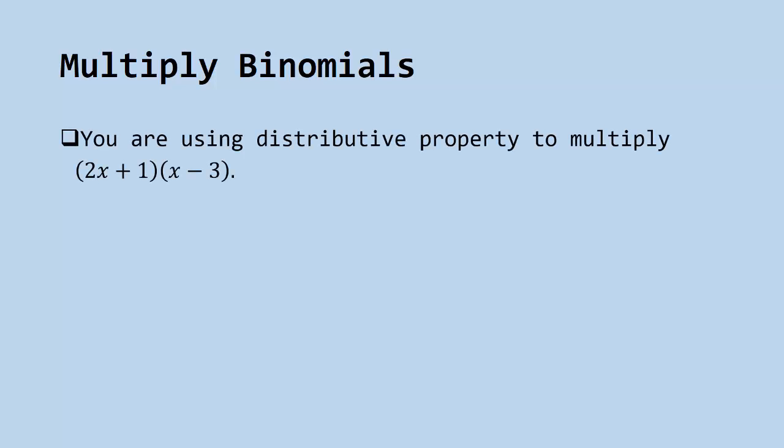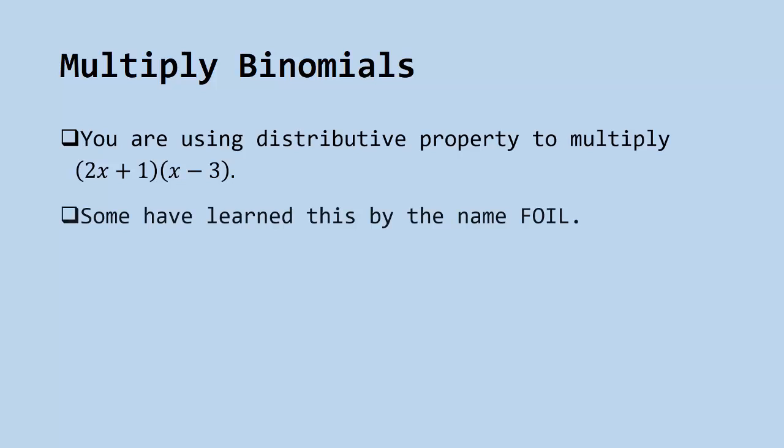This lesson is going to teach you how to multiply two binomials together. You're using the distributive property to multiply 2x plus 1 times x minus 3. Some of you have learned this by the name FOIL or have heard the word FOIL.